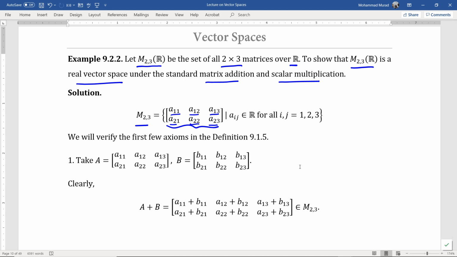To prove property 1, that the set M 2 by 3 is closed under matrix addition, we take two matrices A and B in this form. Clearly, the sum A plus B is the matrix which is exactly in the form of a 2 by 3 matrix. Therefore, it belongs to the set M 2,3. So, the set M 2,3 is closed under matrix addition.